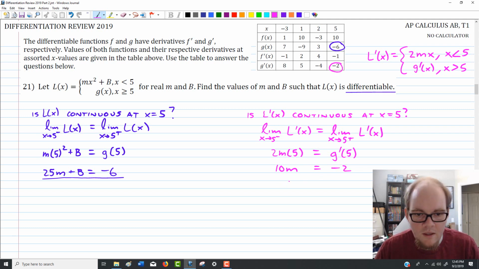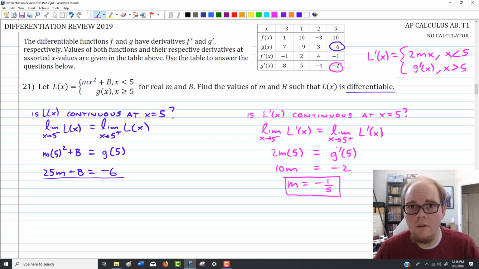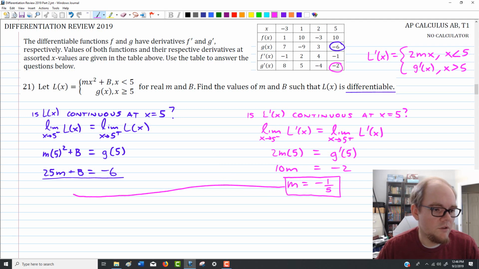What that tells me is that m is equal to negative 1/5. So right there, we were able to actually find our m value. That's what we need m to be in order to make the derivatives continuous. Otherwise, their slopes won't match up right. So given that m is negative 1/5, it means we have enough information to pull this over into our original function, or into our original equation.